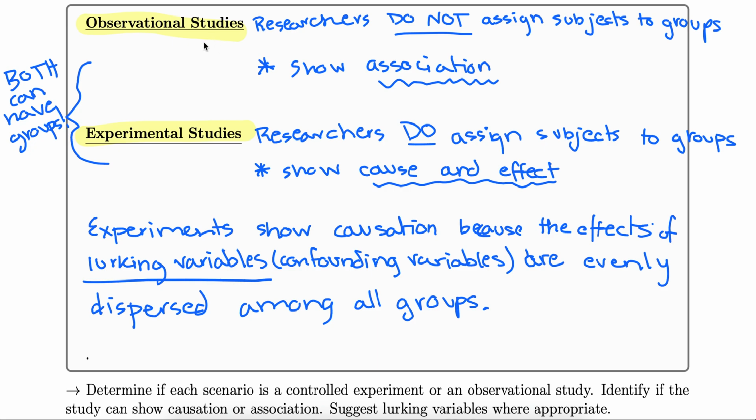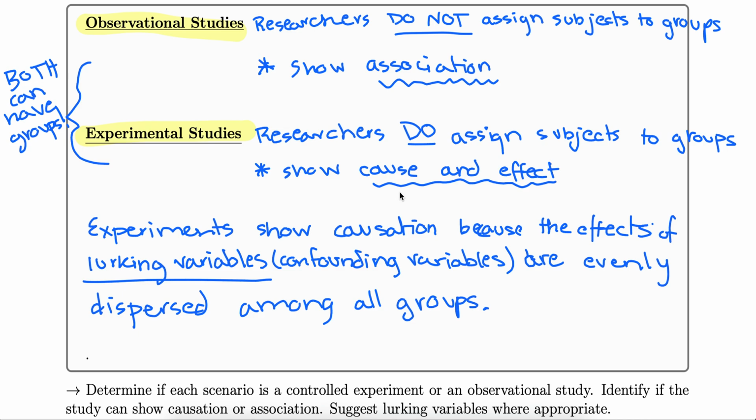In observational studies, researchers just observe subjects as they are. Groups may exist, but subjects are not being assigned to particular groups. These types of studies only show association. In experimental studies, subjects are assigned to groups. Because of this assignment, we are able to show cause and effect.